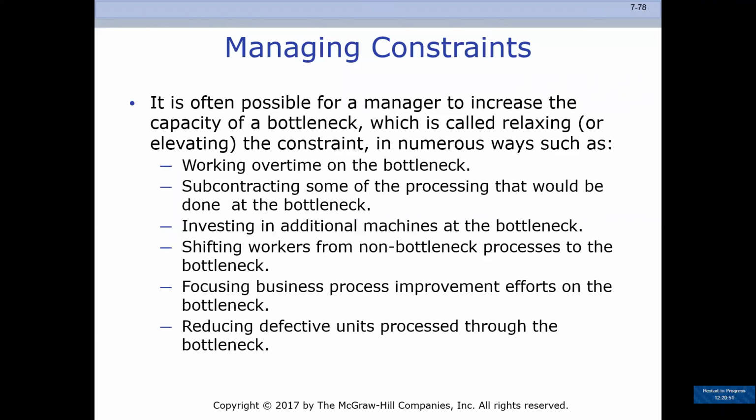Sometimes you have workers who work 8 hours. Well, they're being paid for 8 hours, but they only have enough work for 6 hours. If you can identify some of those people, have them work on the tables and chairs for a couple hours a day. Focusing business process improvement efforts on the bottleneck, make it work more efficiently somehow. And reducing defective units processed through the bottleneck.